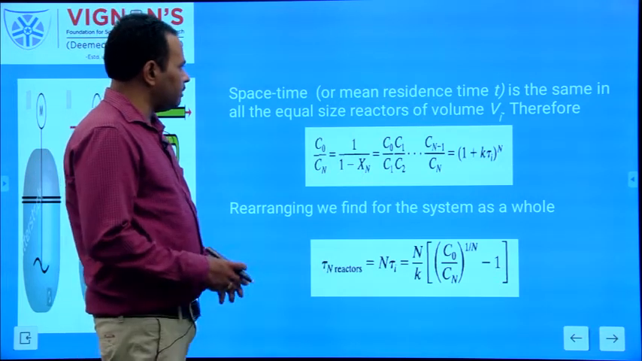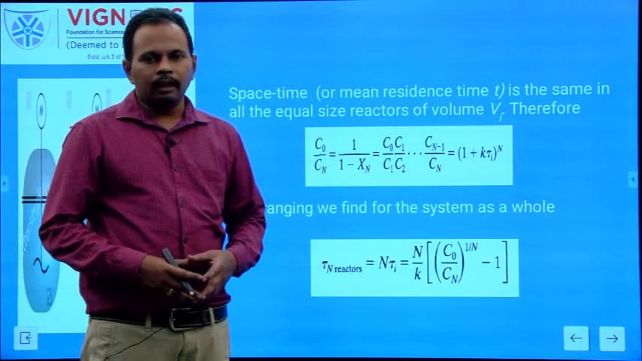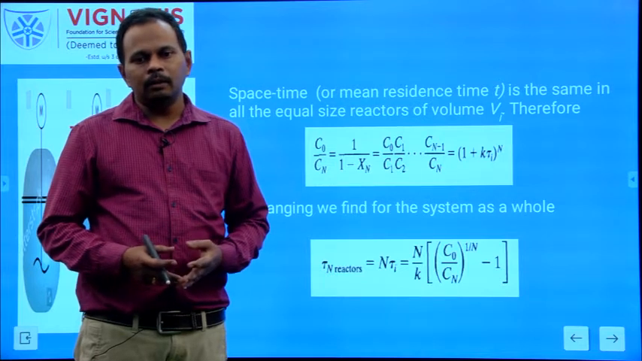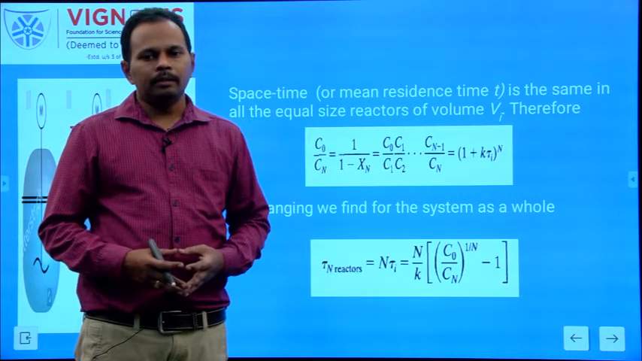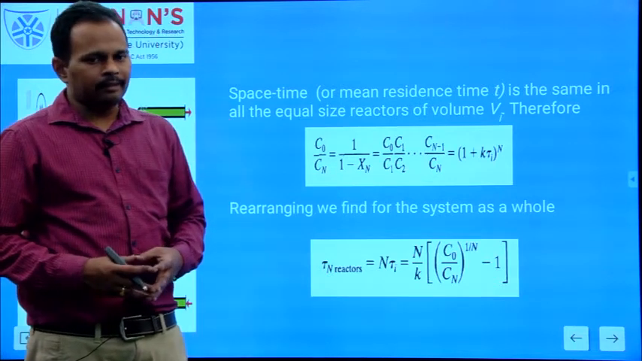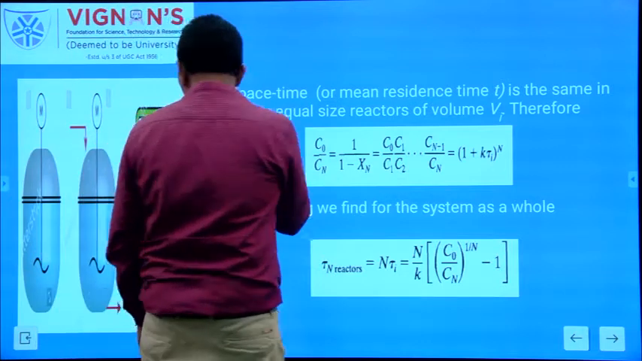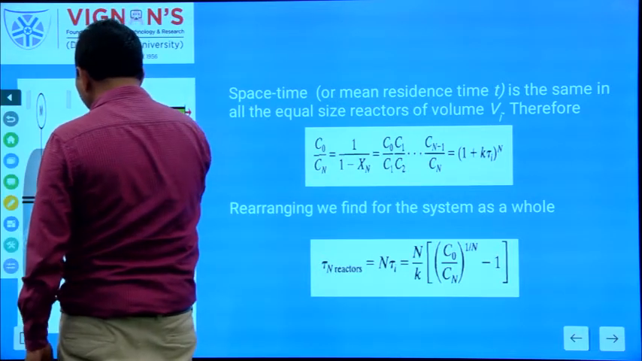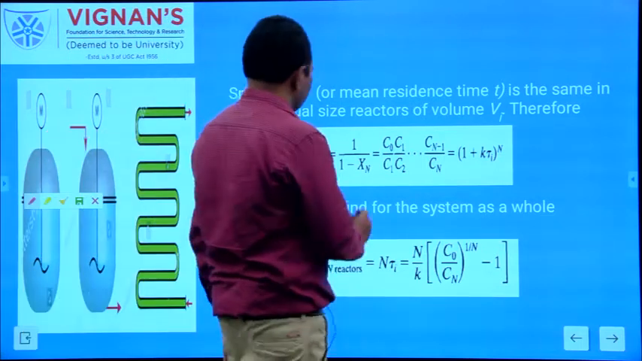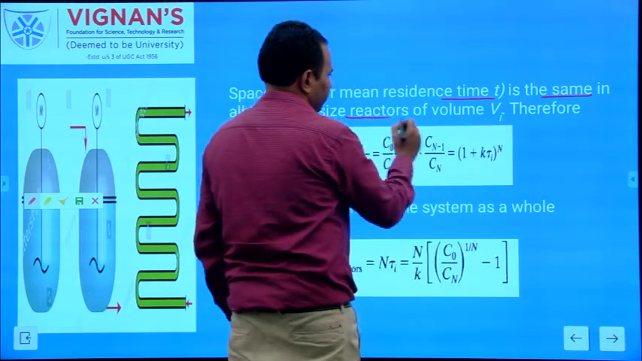Here I already said that nu is the same for all the reactors, and when I take equal size reactors, the volume is the same. When volume is the same, tau is equal to V by nu. Tau is also the same. That is, the space time for all the MFRs in series is the same, because nu and V are the same for all the reactors. Space time is also the same in all equal size MFRs.